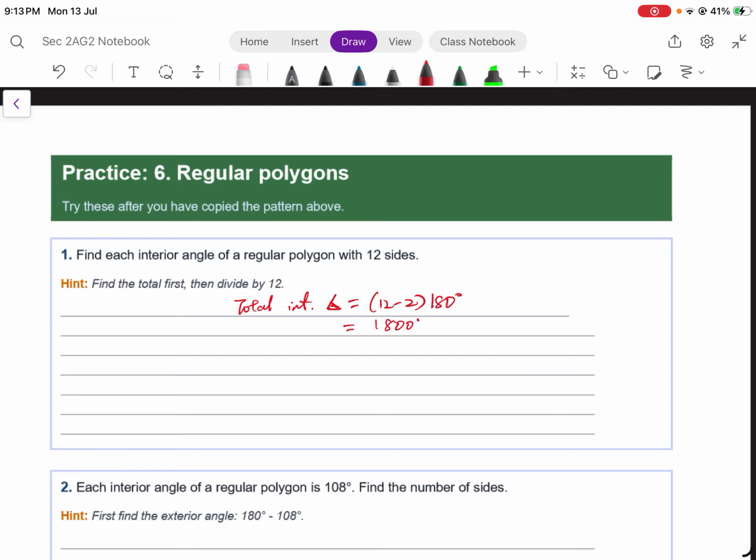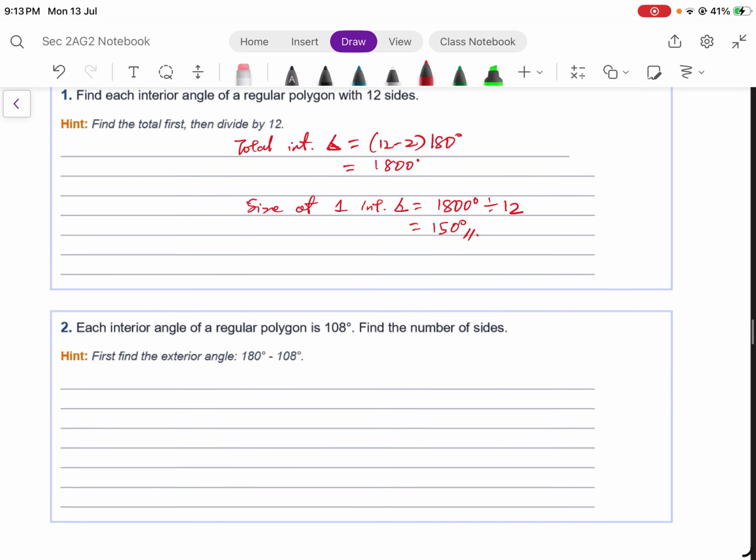Okay, so the size of one interior angle. You get 1800 divided by 12. So this will give me 150. So for this polygon with 12 sides, each interior angle is 150 degrees.